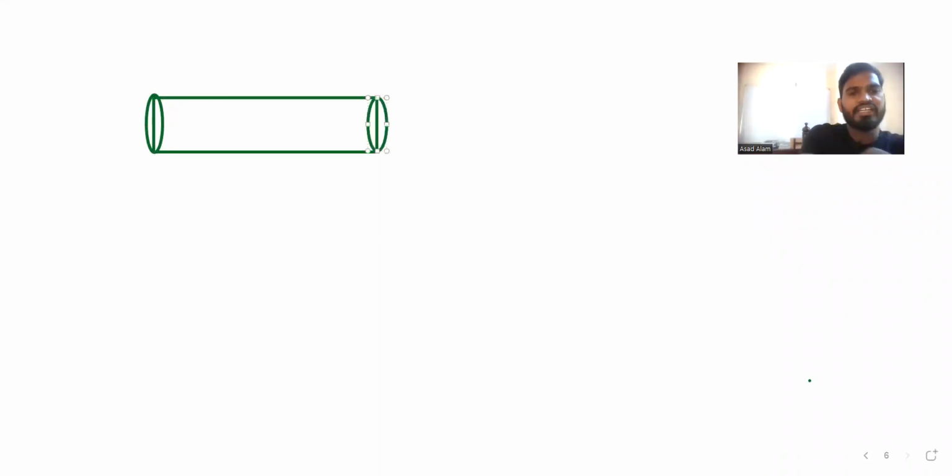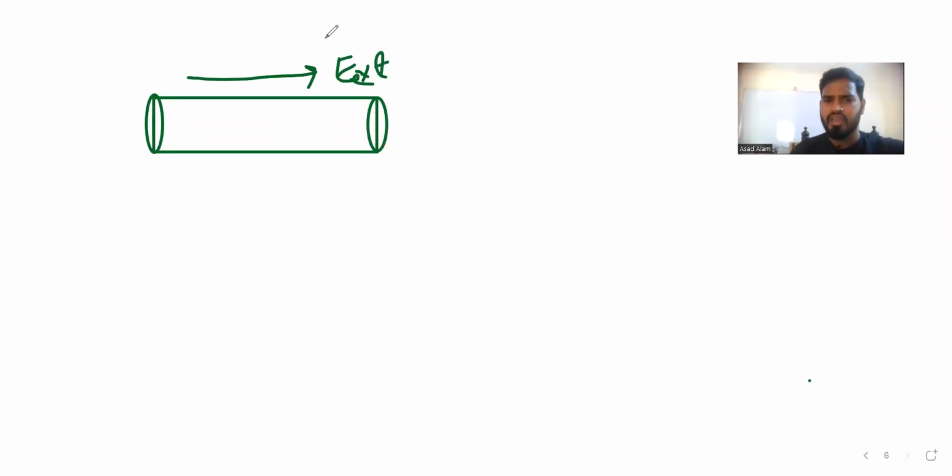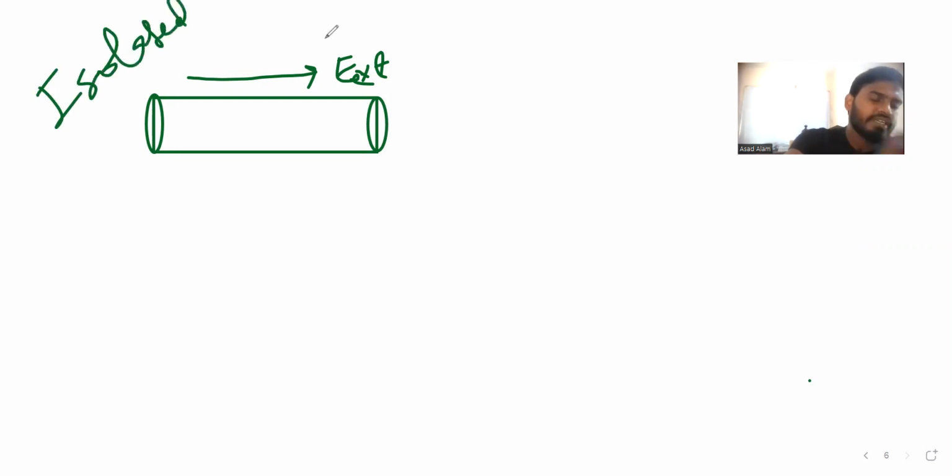Let's take an isolated conductor and give it an external electric field E. Obviously, n number of free electrons will be there. The electrons will be in a zigzag motion, right? So what will happen once you apply an external electric field in this isolated conductor?